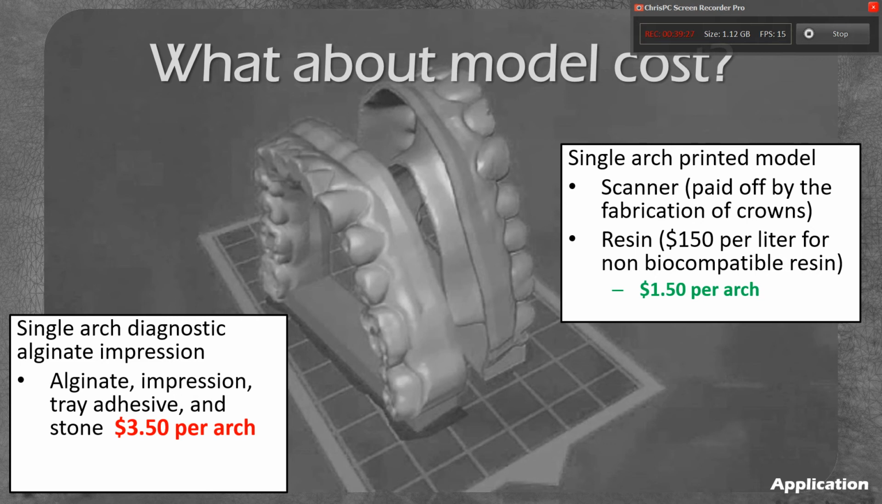Well, now let's look at if we just use a 3D printer for model costs, what is this going to save us? Now, if this were to be a PVS impression, different story because this cost goes up significantly. So if we're looking at just an alginate impression for a study model, what we calculated in our practice is it costs us about $3.50 per arch from the start of that impression to pouring it up to a stone model. When we look at our model cost for a 3D printer, it's about $1.50 per model.